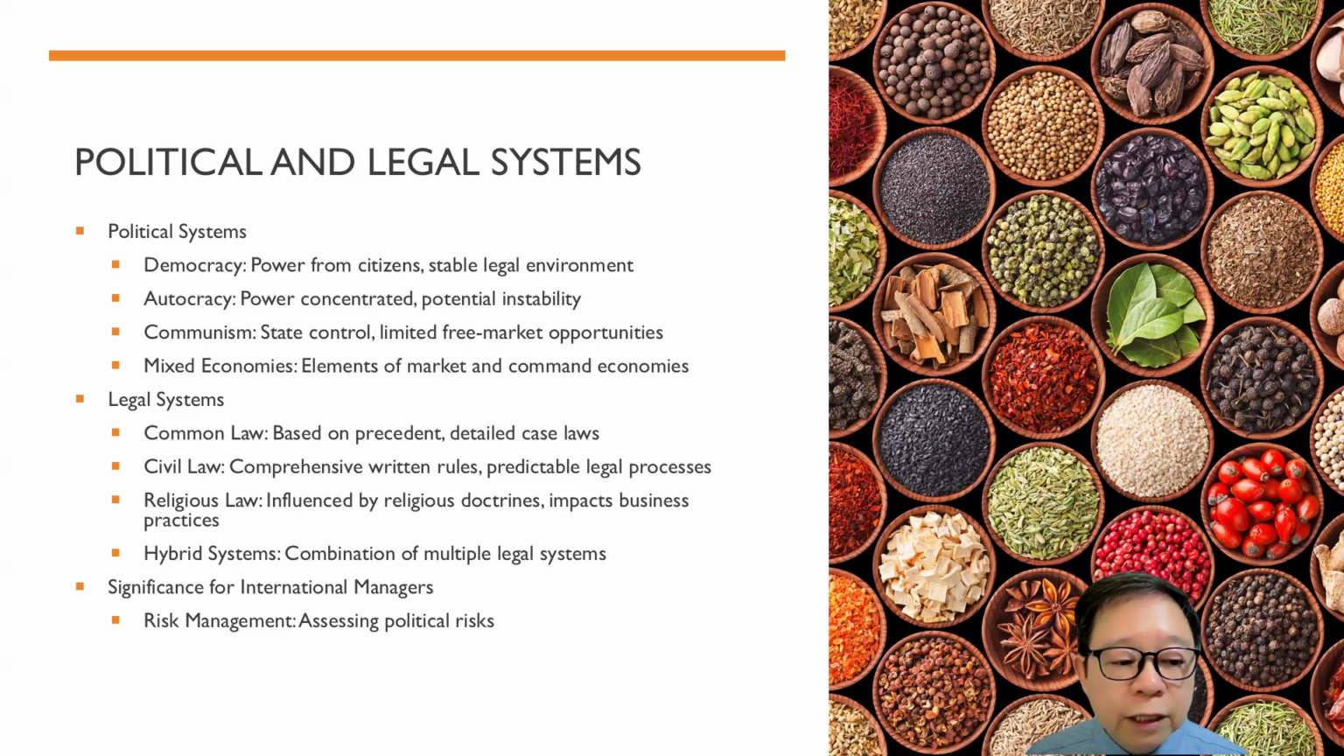In the world, there are different types of law, right? Legal systems. Common law is based on previous situations, previous cases, right? So that is what we call detailed case law. The other is civil law, with very comprehensive written rules and a predictable legal process. Even if you are new to the country and not very familiar, if you study the civil law, then you will understand the majority of the concepts and the approach from the legal standpoint.